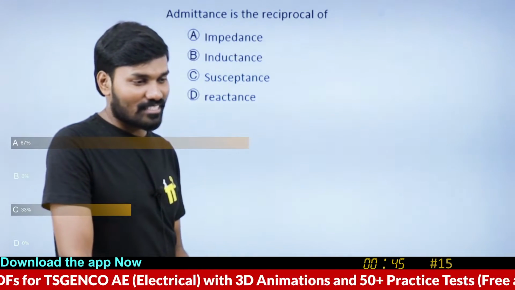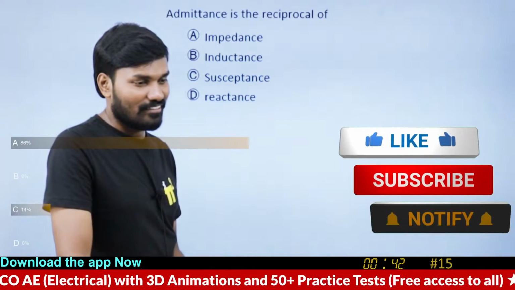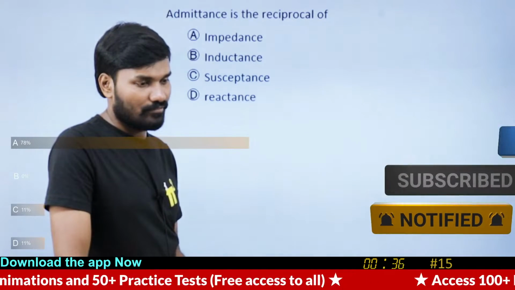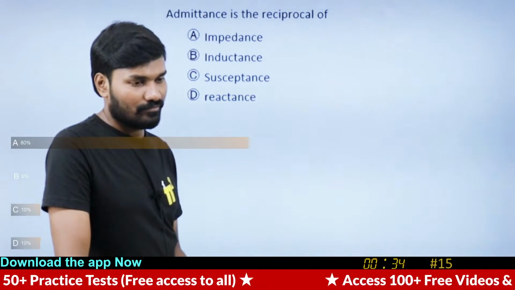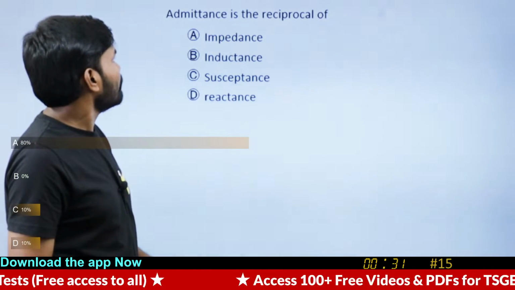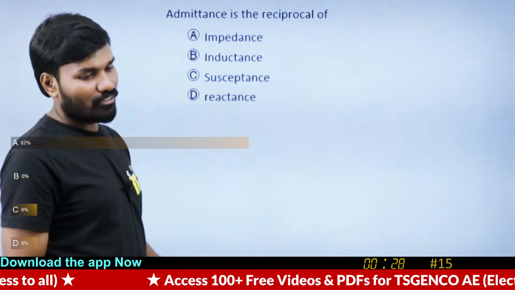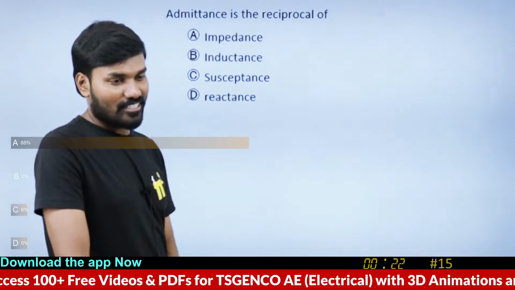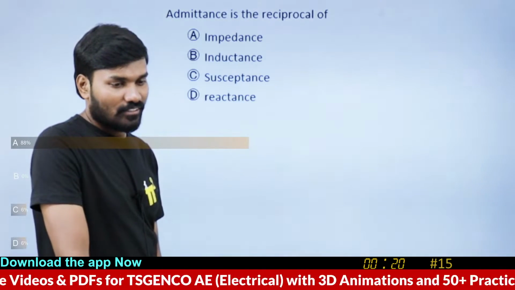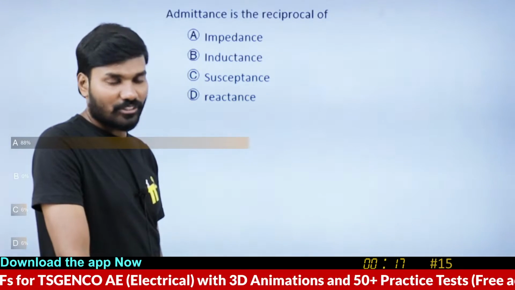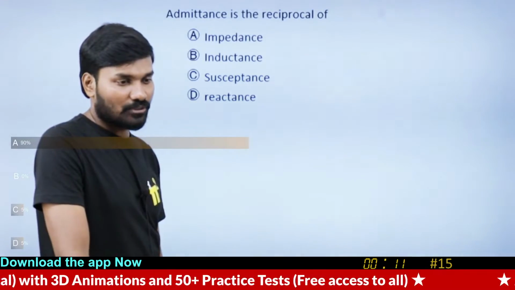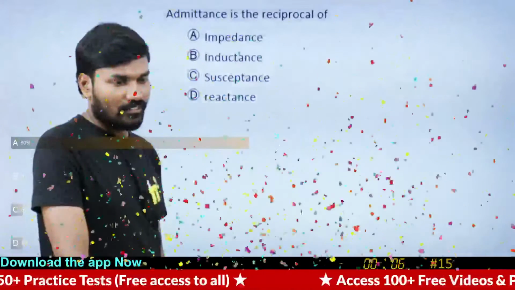Oh, for this also mixed answers, come on. How come for this people are opting different answers? This is really crazy. Not so impressive. I still saw some option C's and option D's, but mostly people have responded for this. That's a good sign.